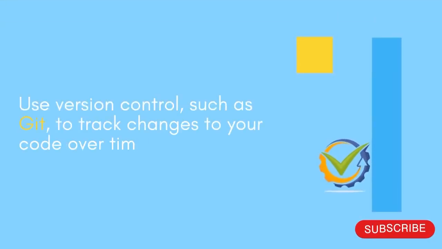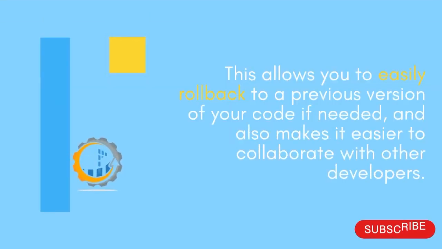Use version control, such as Git, to track changes to your code over time. This allows you to easily roll back to a previous version of your code if needed, and also makes it easier to collaborate with other developers.